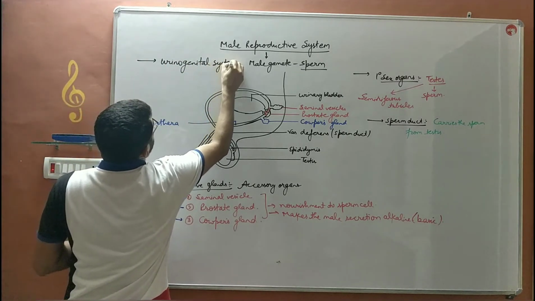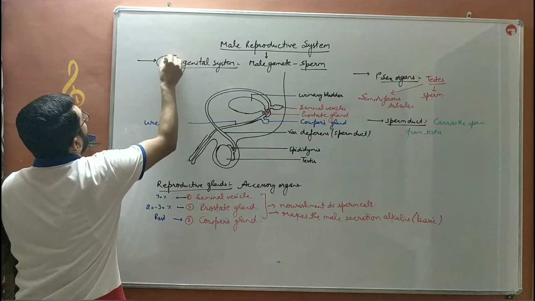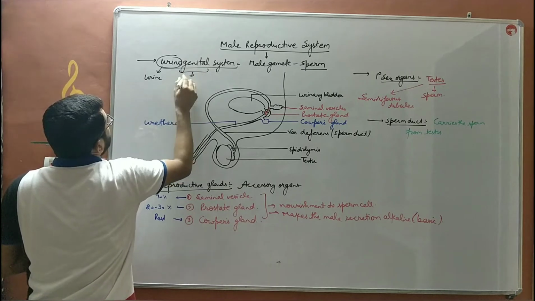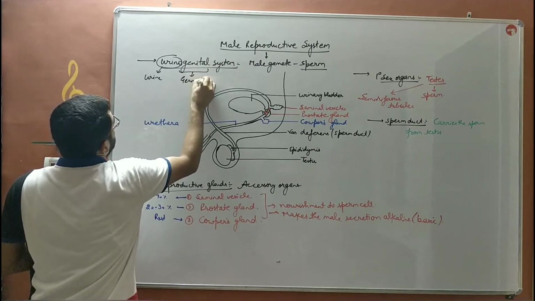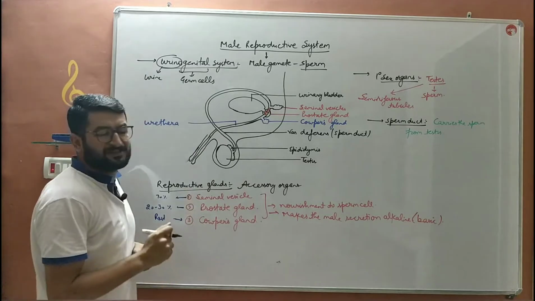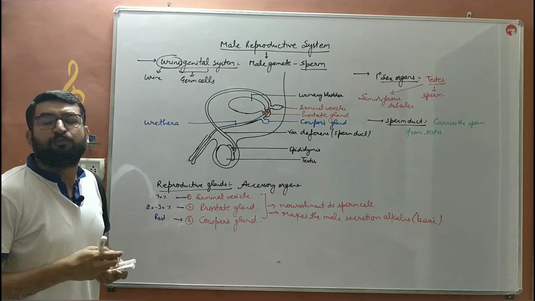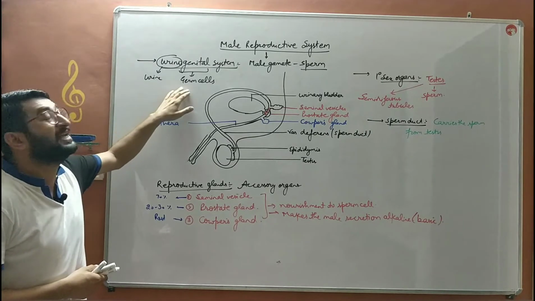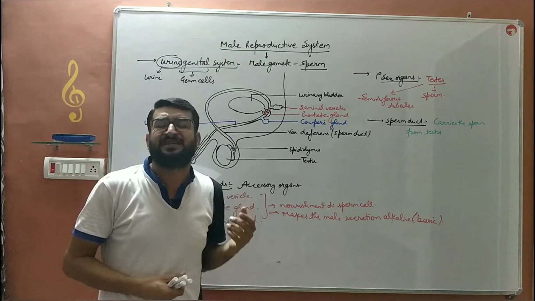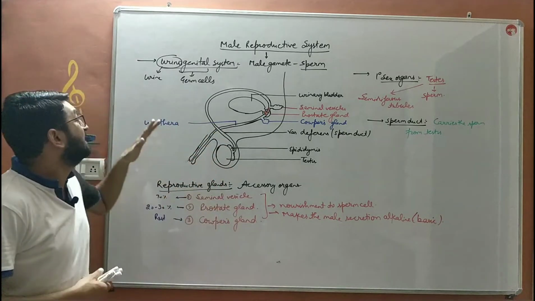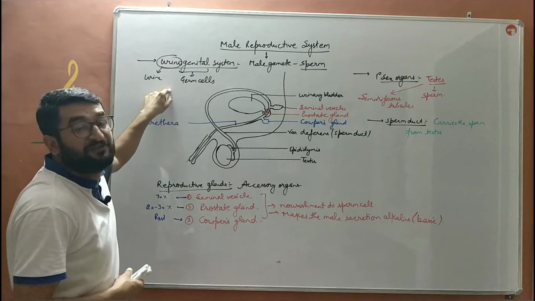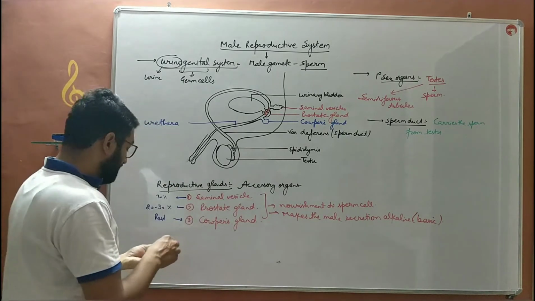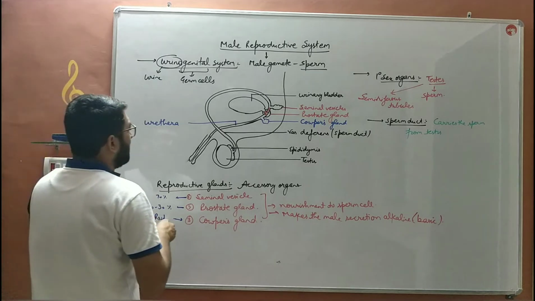system. Why is it referred to as so? Because the word urino is taken from urine and the word genital is taken from germ cells, that is sperm, that is sex cells, reproductive cells. So both these things, the removal of waste material as well as the reproductive cell, are secreted by this one system in males. That is why the male reproductive system is referred to as urinogenital system.